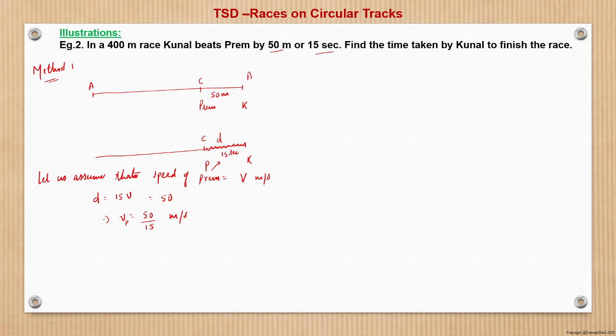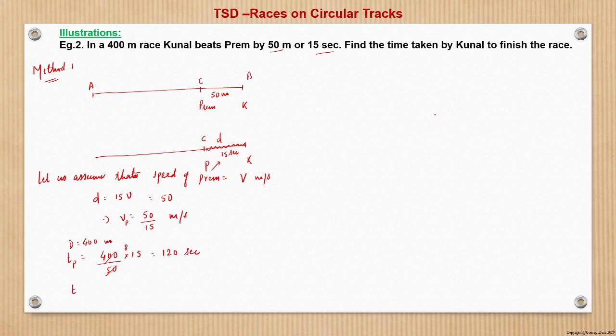So when speed we know, total distance is 400 meters. So time taken by Prem will be what? 400 upon 50 by 15, right? So this becomes 120 second. So time taken by Prem is 120 second.